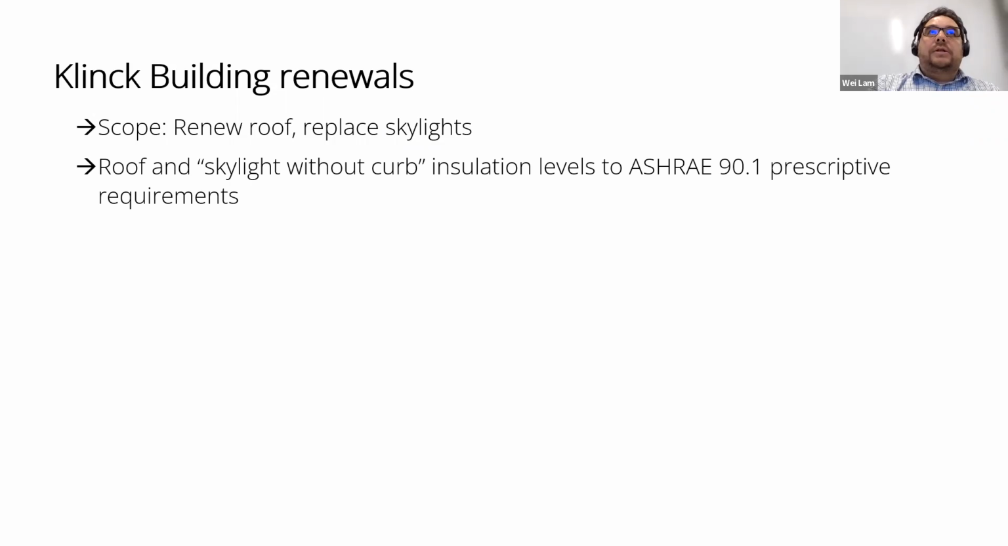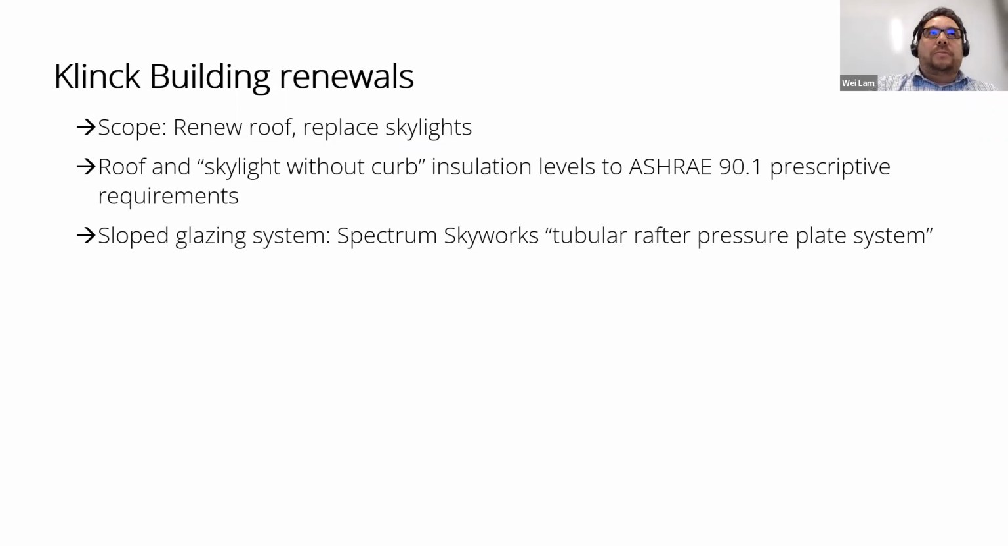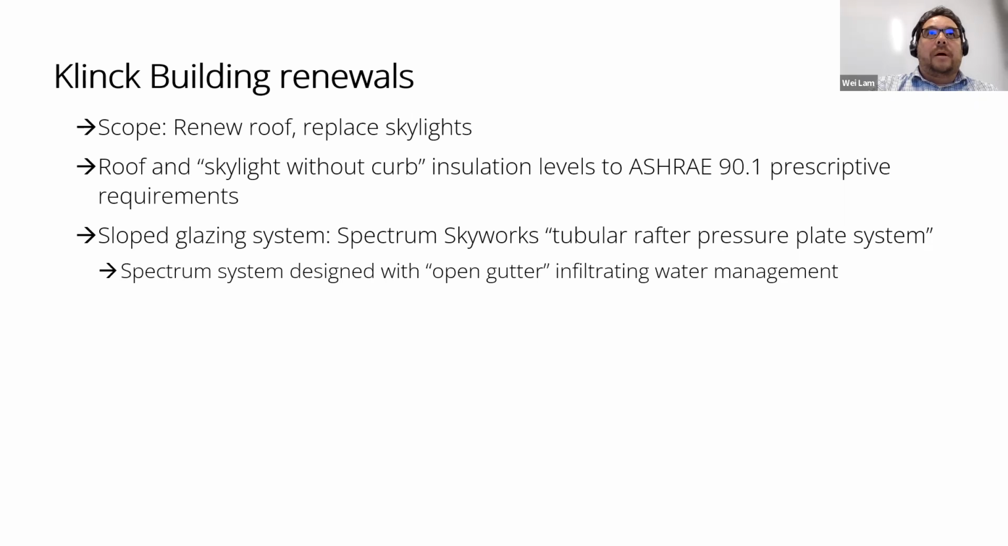They had to bring the insulation on the curbs up to ASHRAE 90.1 levels, prescriptive requirements. The slope glazing system, a Spectrum Skyworks tubular rafter pressure plate system, was used. So this was a design that they went out and sort of delegated, understood what the intent was, conveyed that to the contractor, and I think a fairly decent system and components were identified to make that repair.